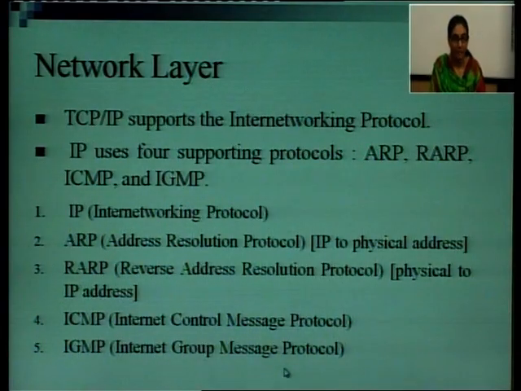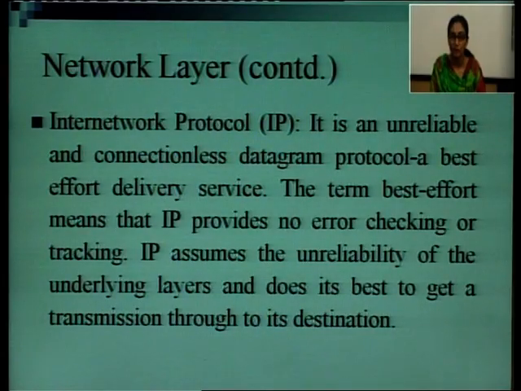Now, I am explaining these protocols one by one. First of all, the Internetworking Protocol, that is IP. It is an unreliable and connectionless datagram protocol. It is a best effort delivery service. Best effort means that IP provides no error checking or tracking. So, IP assumes the unreliability of underlying layers and does its best to guide the transmission to its destination. IP is basically used to route the packets from source to the destination.